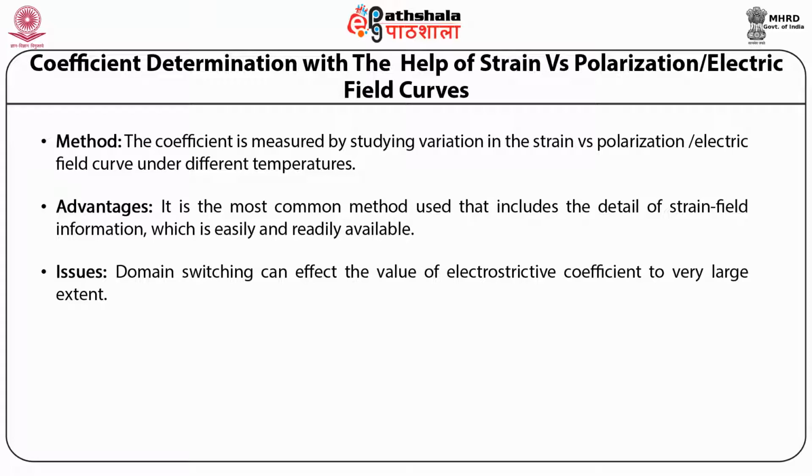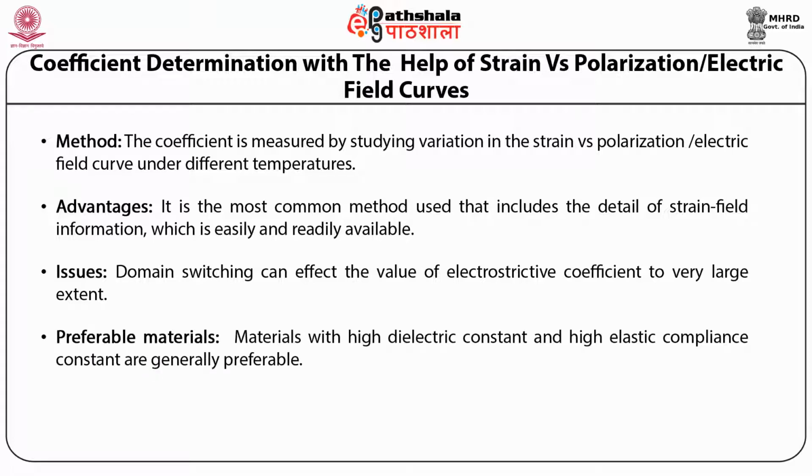Next, the preferable materials for this method are the materials with high dielectric constant and the materials having high elastic compliance constant. The basic examples of materials whose coefficient has been determined using this method are the perovskite ferroelectric polymers.